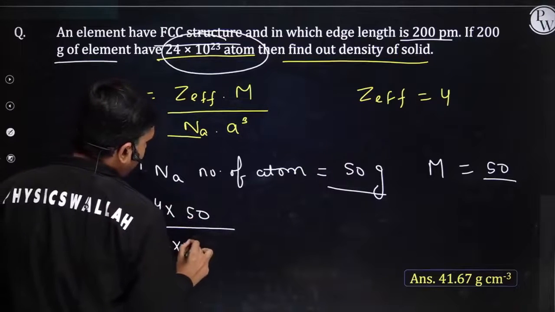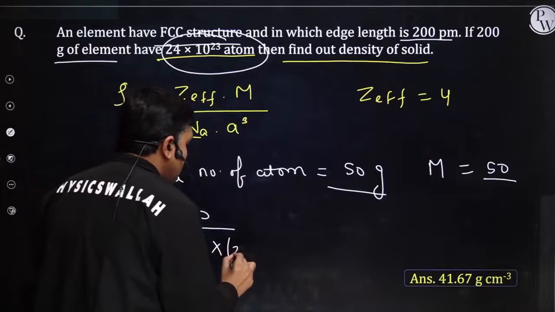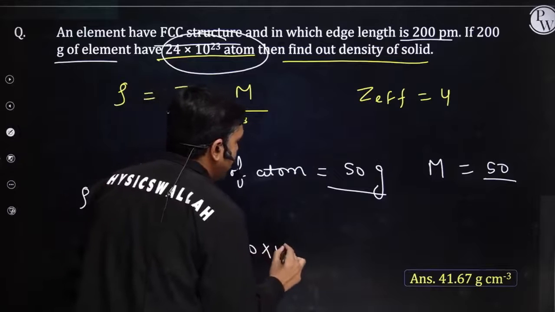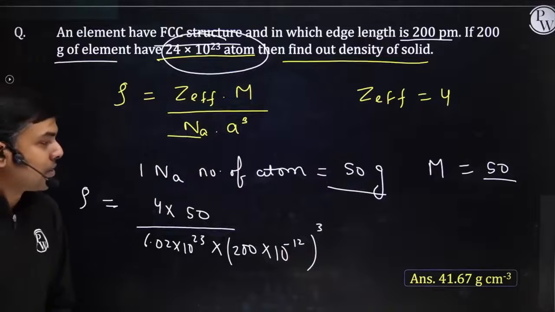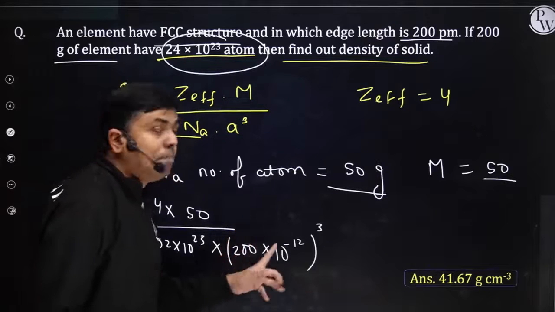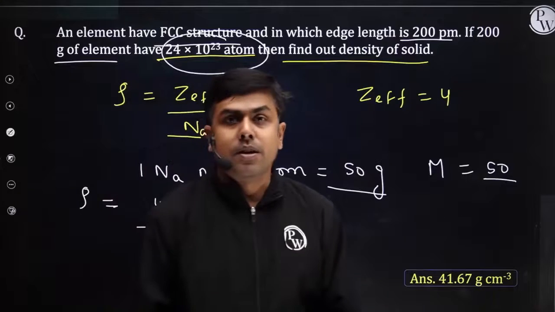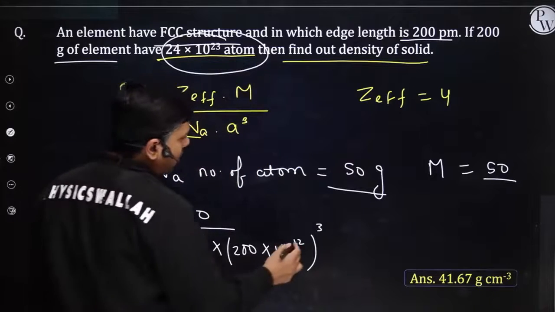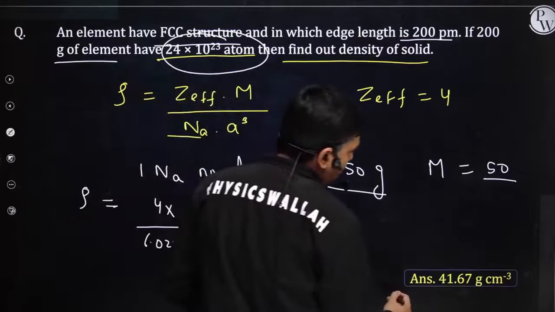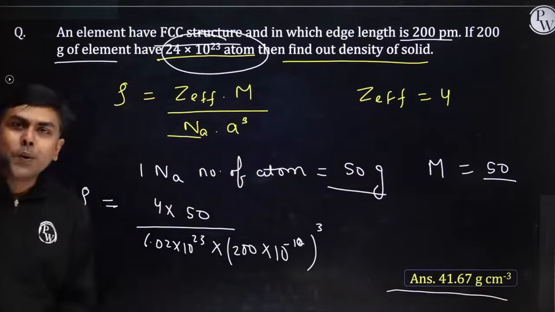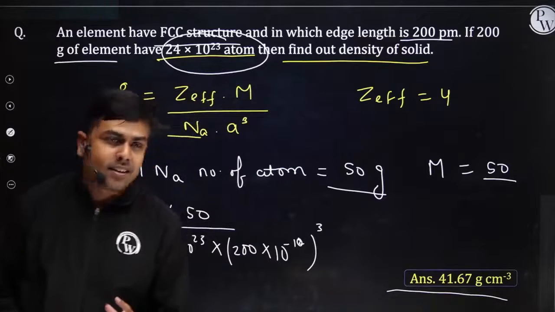6.02 into 10 raised to the power 23 into A cube, and the value of A is 200 into 10 raised to the power minus 12 into 10 raised to the power 3. It's there in terms of gram per meter cube. We have to calculate in terms of centimeter cube. So it's 10 raised to the power minus 10 cube. Am I clear? And finally you will get this much. I hope this particular question is also crystal clear to you all. Let's move ahead.